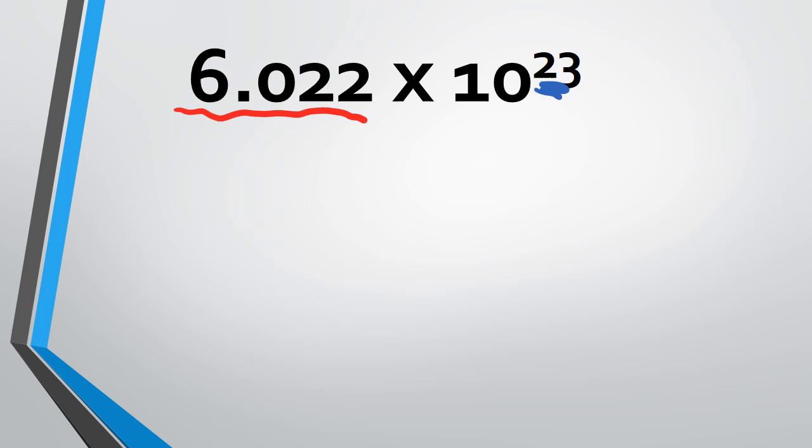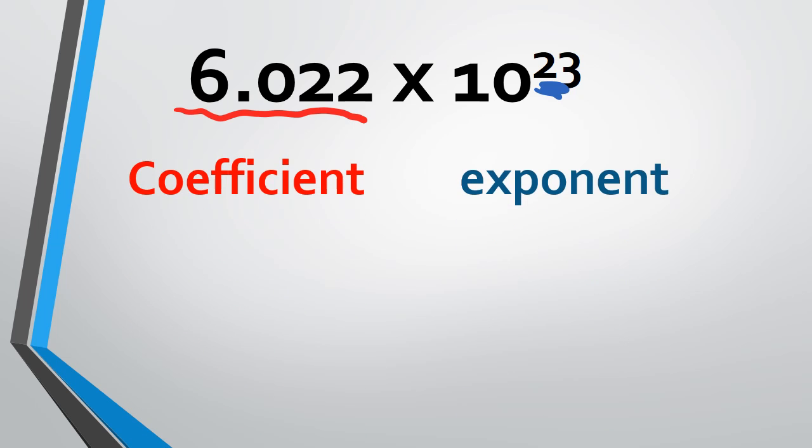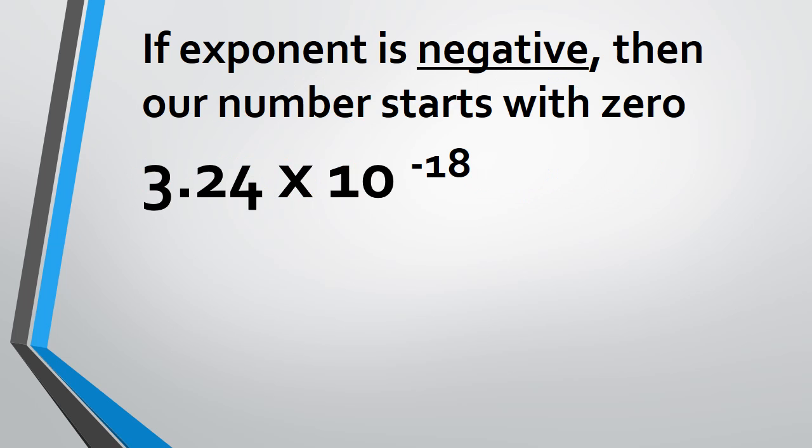Okay. So a couple other terms that we need to know. One is the coefficient and the other is the exponent. So the number in the beginning is the coefficient, and the number, the power of 10, is always the exponent. That's what we refer to it as in scientific notation. So one thing you need to know is that if the exponent is negative, then our number starts with a 0. So this particular exponent is negative for this number.